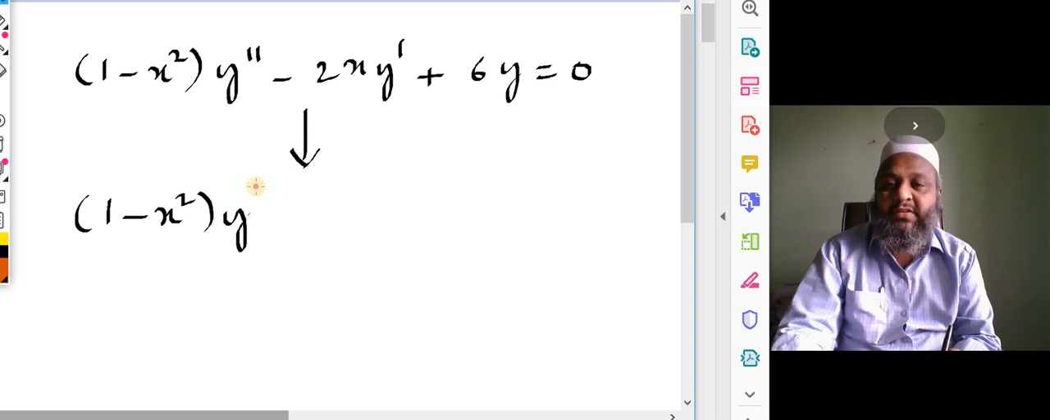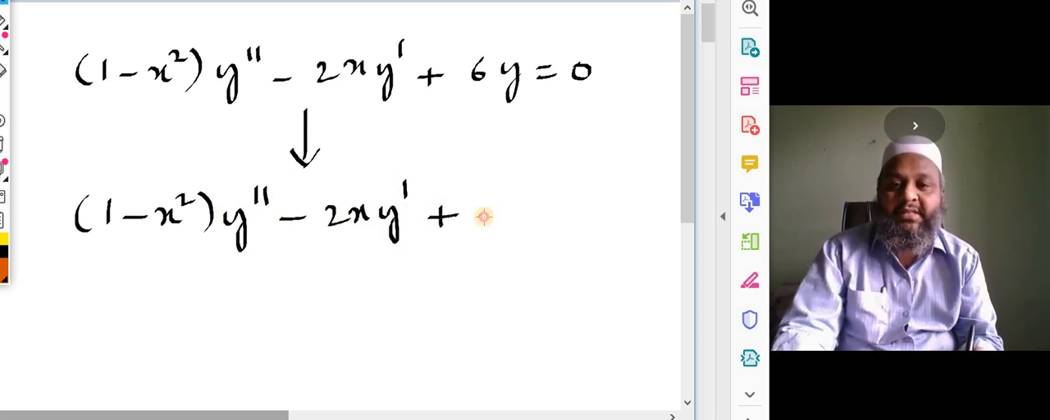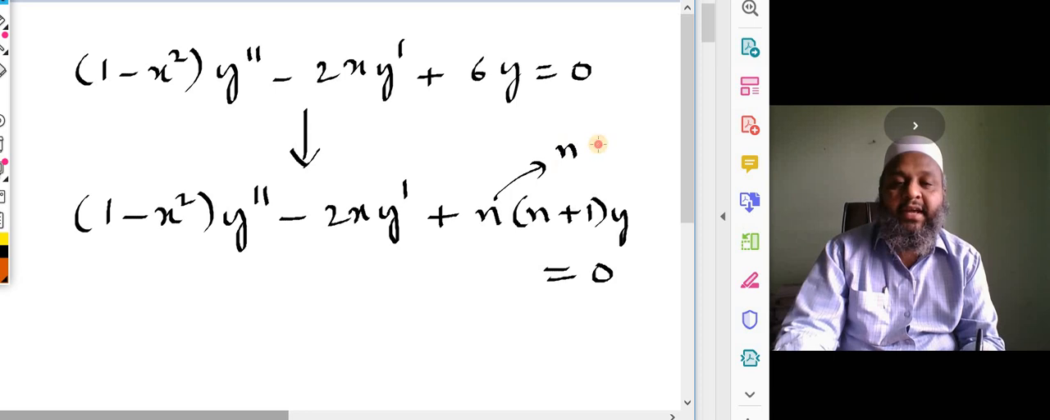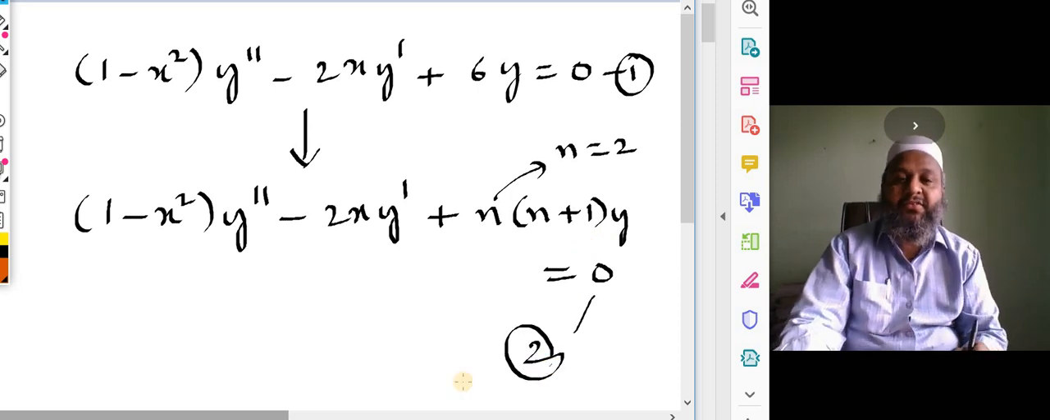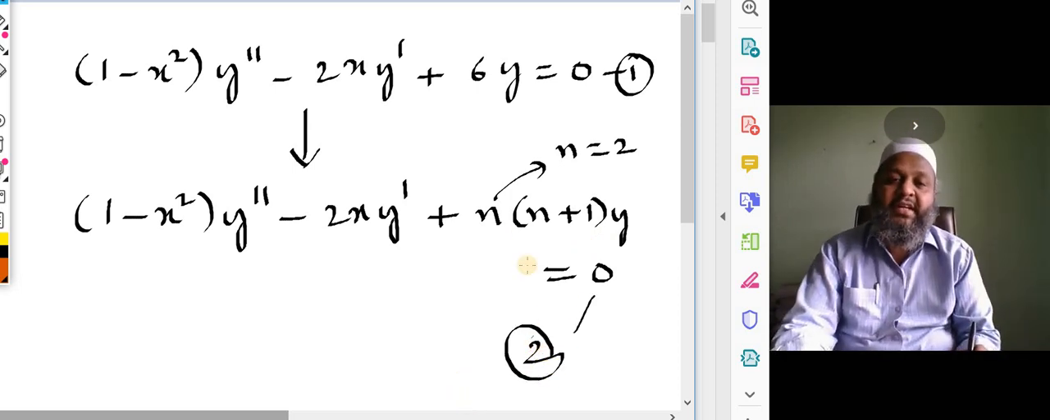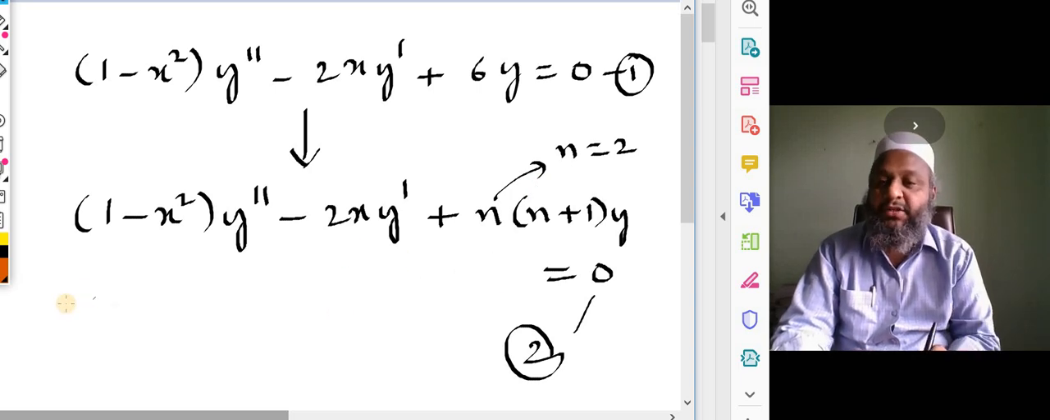1 minus x square into y double dash minus 2x into y dash plus n into n plus 1 times y equal to 0, where n I have taken as 2, then 2 into 3 is 6, that is this one. So this equation number 1 is nothing but a special case of equation number 2 where n is equal to 2.